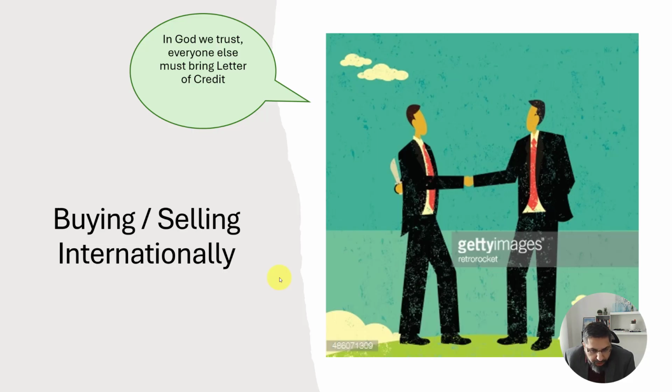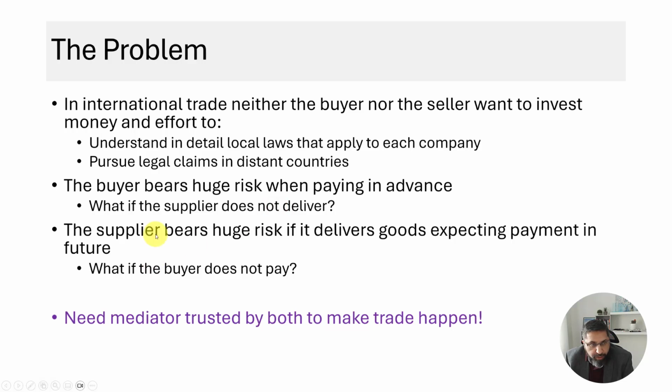So there needs to be a third party that can bridge this trust gap and make sure that the buyer does pay and that the supplier does get paid if the supplier ships the goods. And that's where the letter of credit comes in. It protects the supplier and makes sure that they get paid if they do the work. It protects the buyer and it makes sure the supplier is not paid if they don't produce the goods. So let's see how it works. So we need a mediator trusted by both sides.